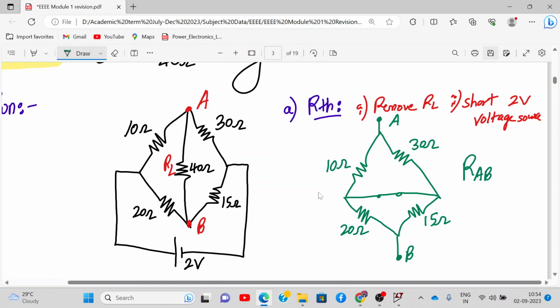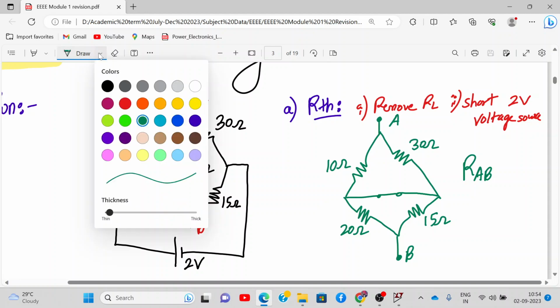Now we have to calculate the resistance between points A and B, RAB. Now how do you do that? Anyone has any idea? So which two resistances are in parallel or in series? Can you tell? Please don't keep it one-way communication. You all also speak up. I'm taking this lecture for you all. You have any idea how to do this further?